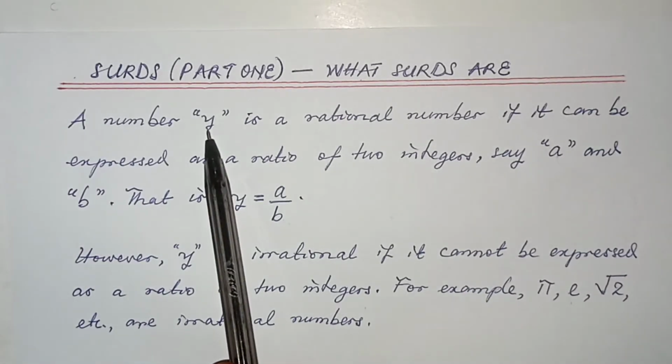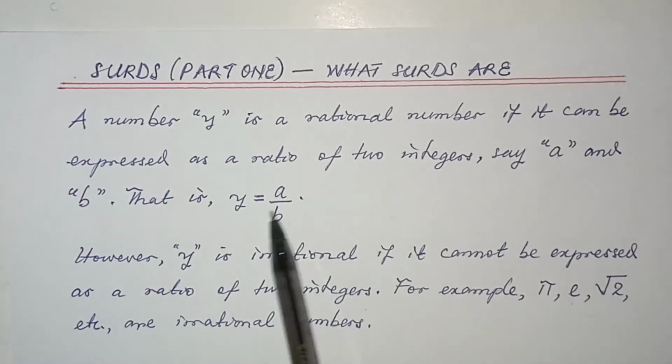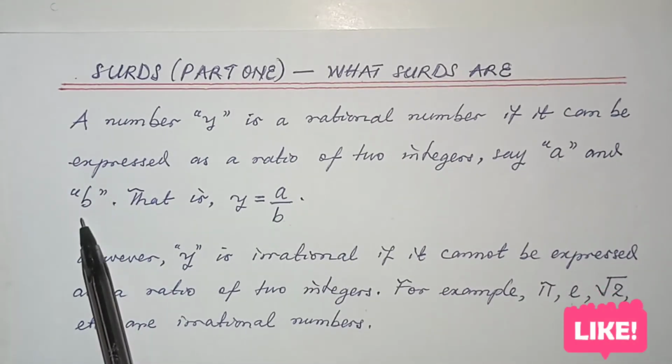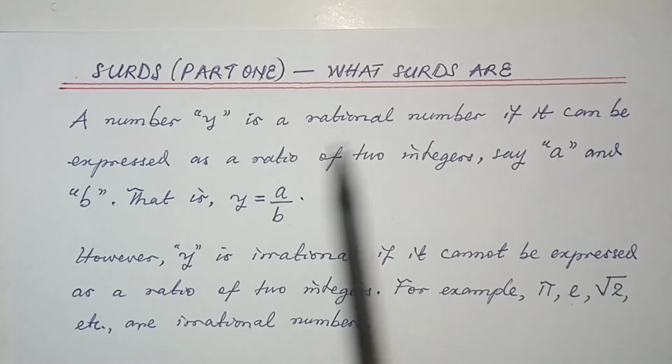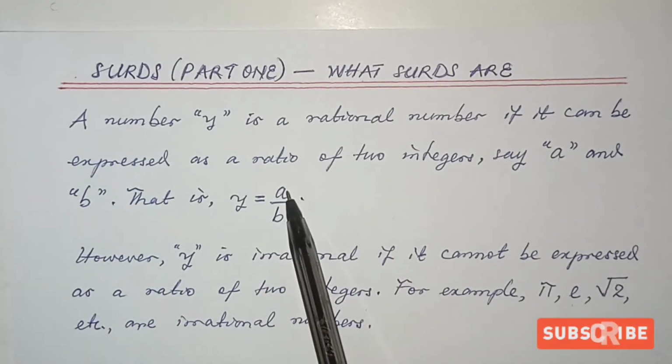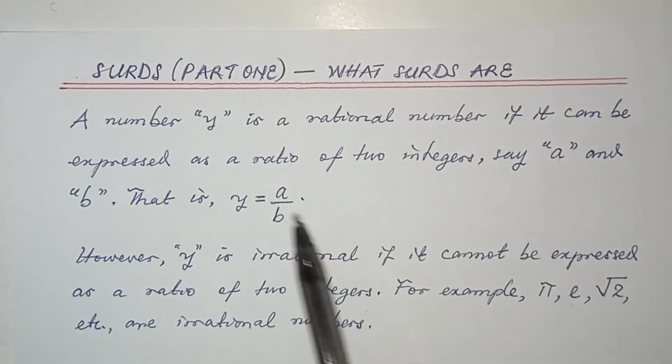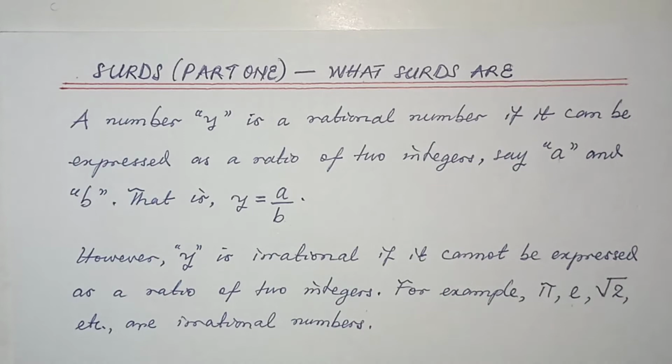Y is said to be a rational number if it can be expressed as a ratio of two integers, say A and B. Take note, integers are positive or negative whole numbers. So if we can express y as a ratio of two integers, a and b, taking note that b must not be equal to 0, because when b is equal to 0, the whole fraction is undefined, then it means that y is a rational number. So a rational number is any number that can be expressed as a ratio of two integers.